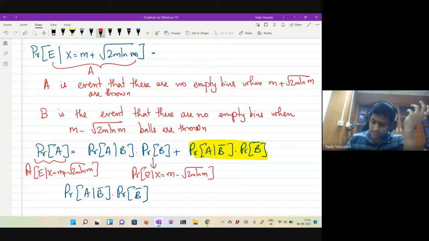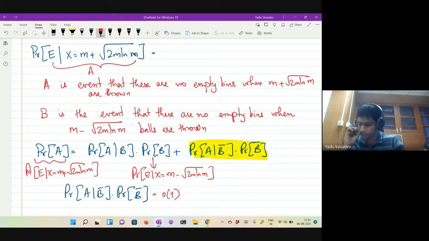Recall what we want. We just need to show that this is equal to little o of 1, right? That is all that we need to show. We don't need to do anything more. We don't really care what these numbers are actually. All we want to show is the asymptotic behavior of these things. So how does it follow? Why is it little o of 1? Can you think?